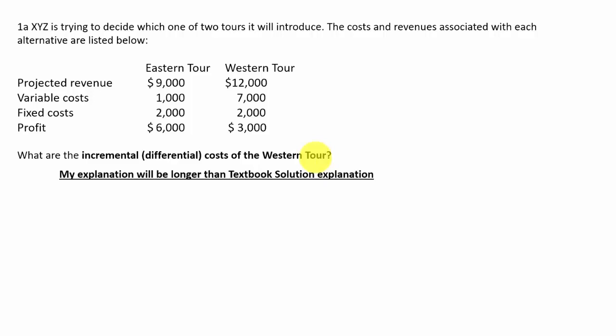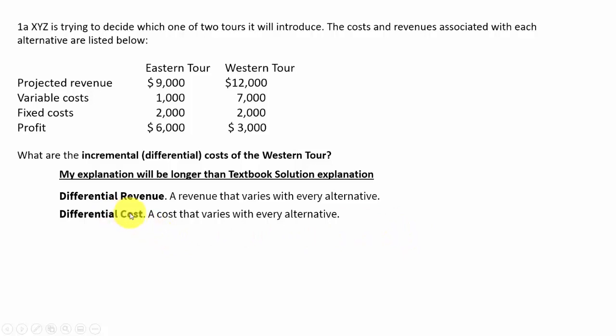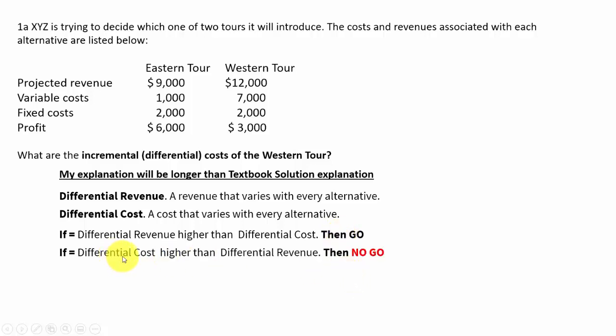Again, like I said, my explanation is longer than a textbook solution, but here's the explanation. First of all, some definitions. A differential revenue is a revenue that varies with every alternative. A differential cost, and that's what they want to know here, is a cost that varies with every alternative. And if differential revenues are higher than differential costs, then you should go ahead and do this project. If differential costs are higher than the differential revenues, then it's a no-go. So if your revenues are higher than your costs, do it. If your costs are higher than your revenues, don't do it.